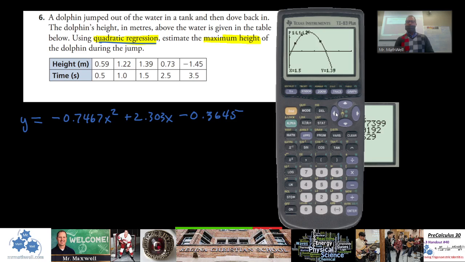But we don't want that. We want the function. So let's just cursor down. And now up here it shows the function. You see? This is the function that we've put in. So go back to graph, go to trace.